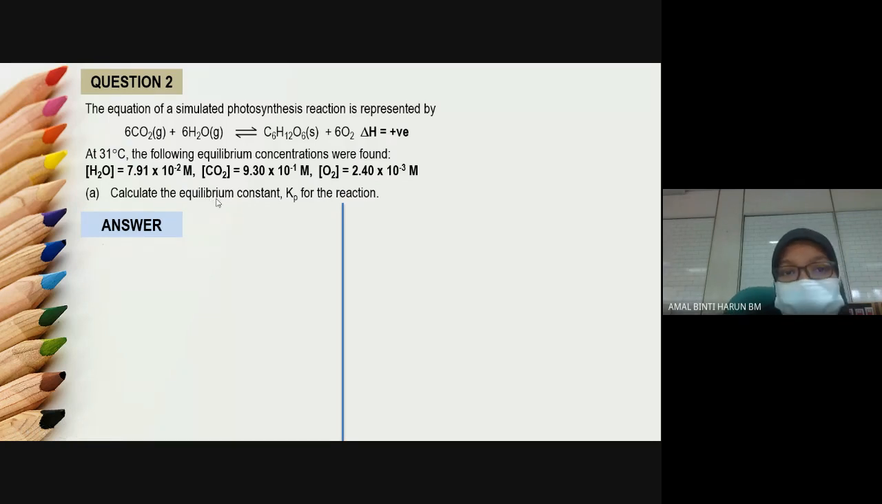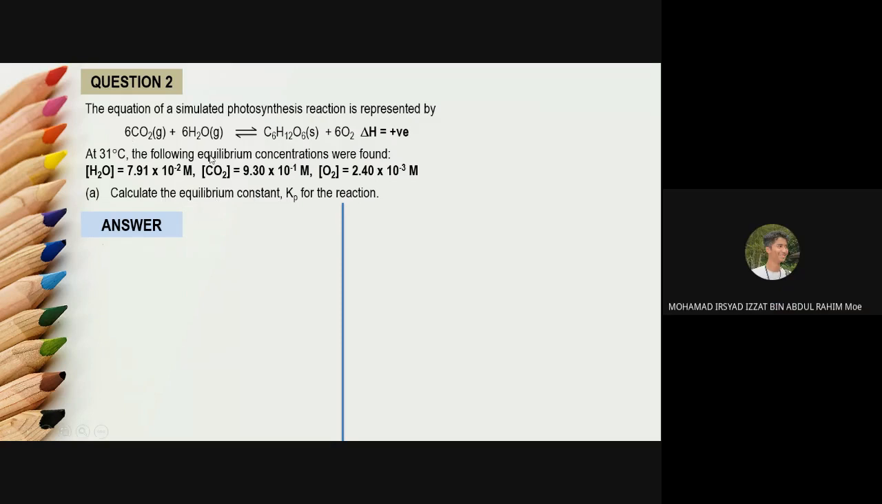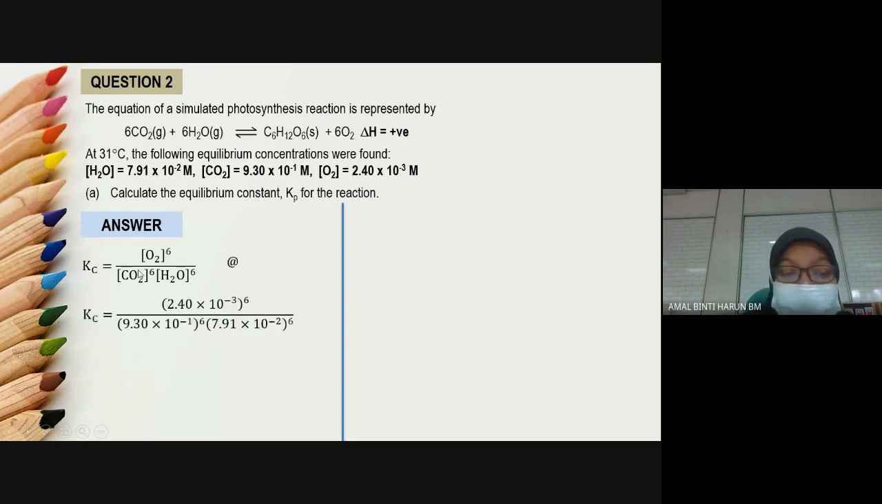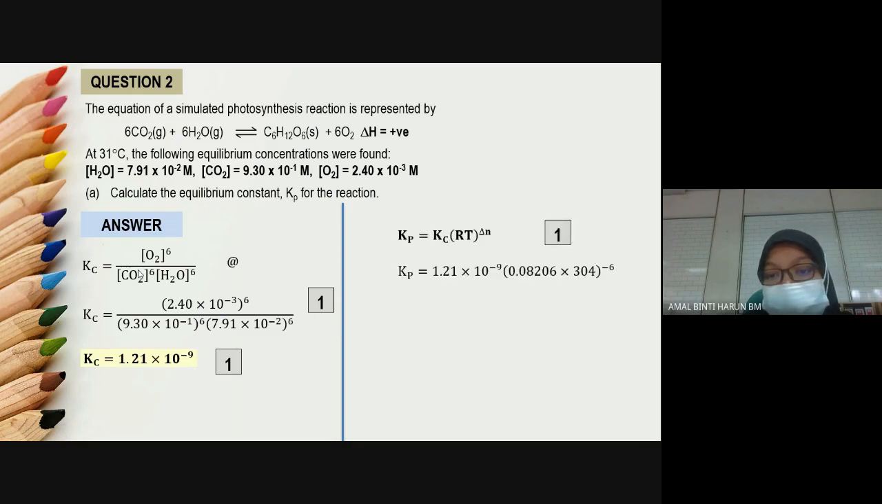Macam mana nak tahu? Equilibrium. Macam mana kita tahu at equilibrium? Dia kata apa? The equation is noted the following equilibrium concentration. Oh, okay. So maksudnya dia dah reach equilibrium lah. So directly masuk dalam Kc. Tapi dia minta Kp kan. So cari Kc dulu. Bila dah ada Kc, masukkan dalam formula Kp, cari delta n.